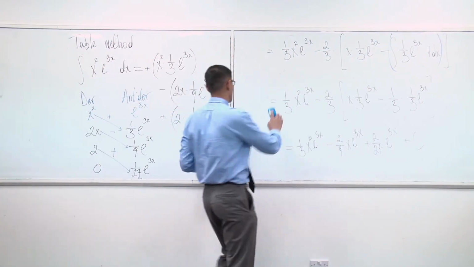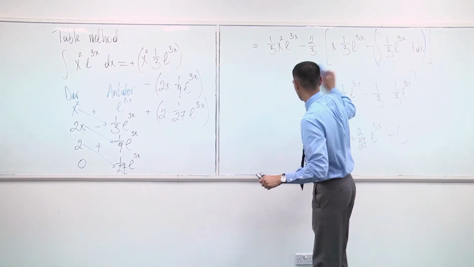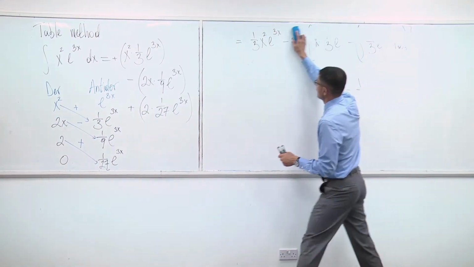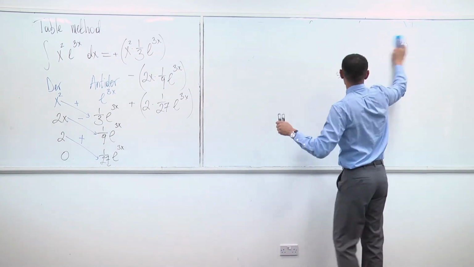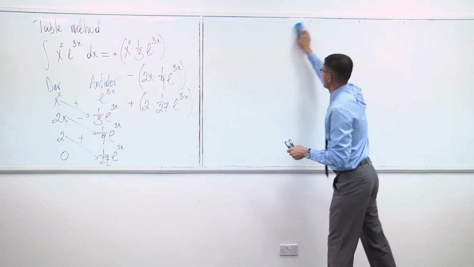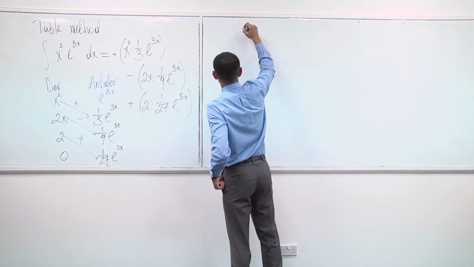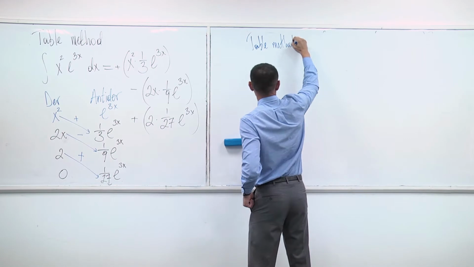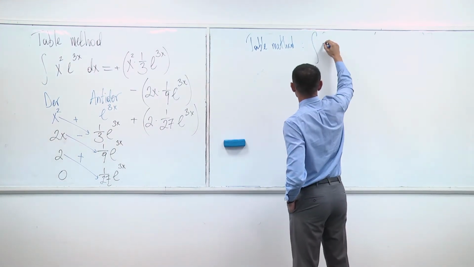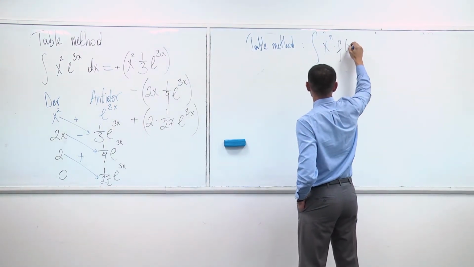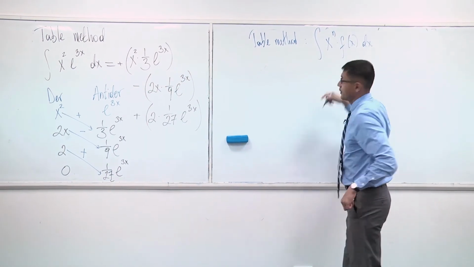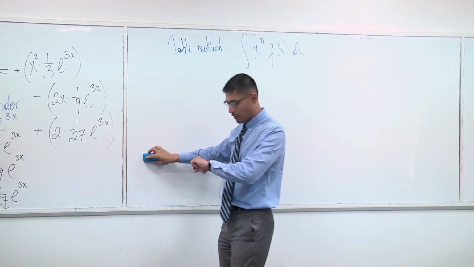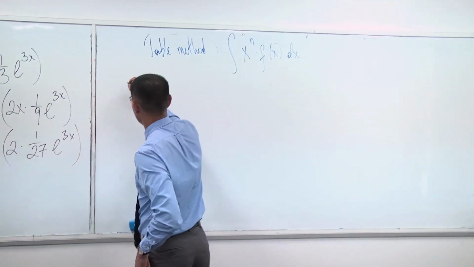So usually my advice is, the table method works the best in a situation where you have x^n times some function. From my experience, the table method works best in a case where you have x to the n times f of x. Okay, so let me do one more example to illustrate the formula.